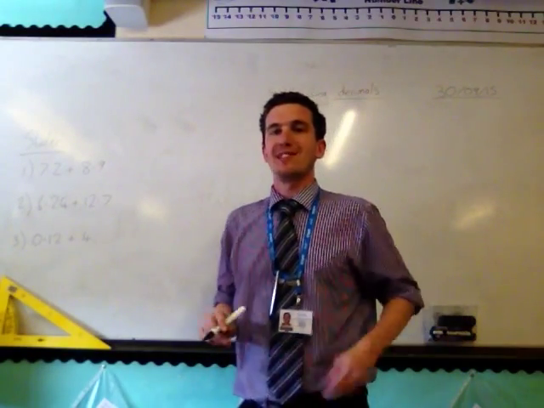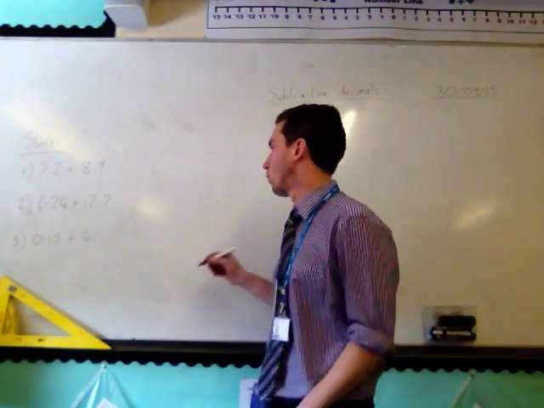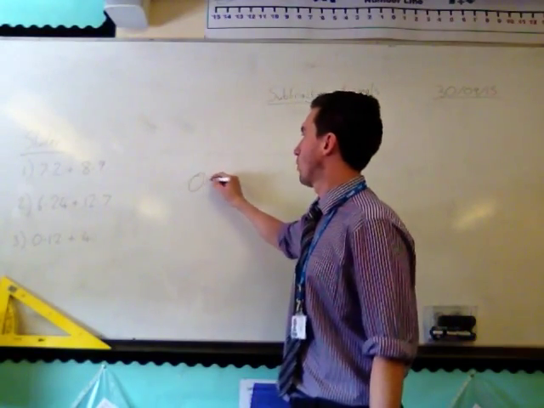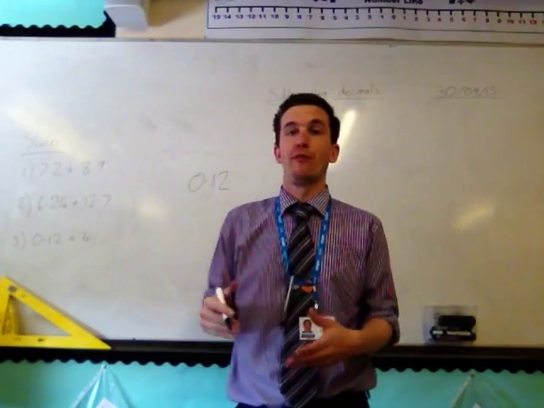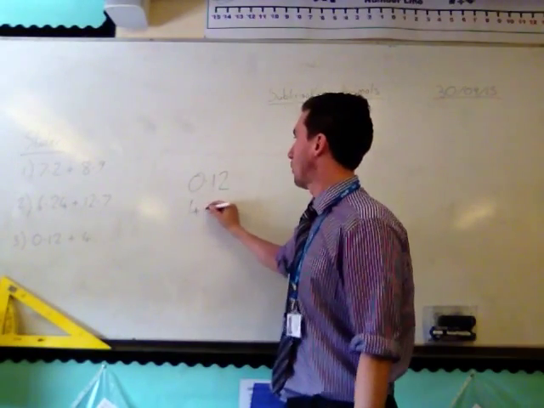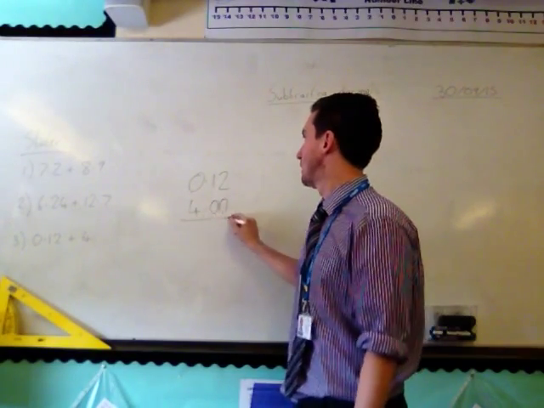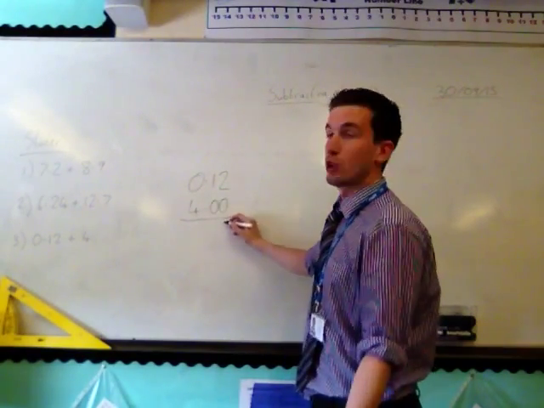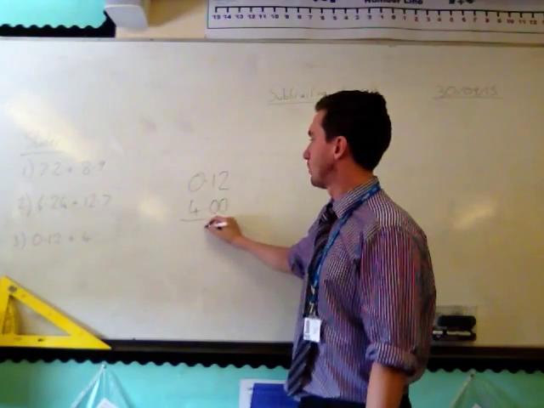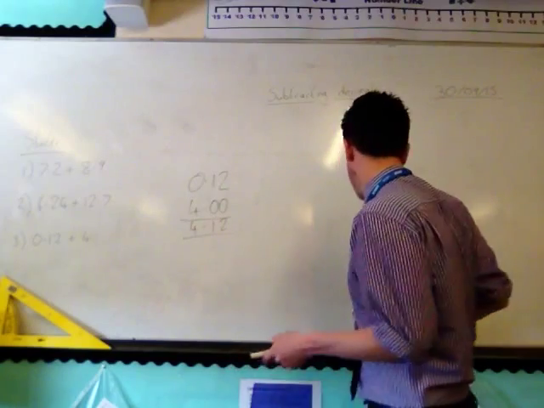And number 3, similar to one of the questions yesterday, 0.12 add 4. So I'm going to go 0.12. And when we talked about the number 4, a whole number, the decimal went after it. So 4.0. I'm going to put the zeros in, makes it a bit easier. So that one just works out at 4.12. So hopefully we got those 3 right.